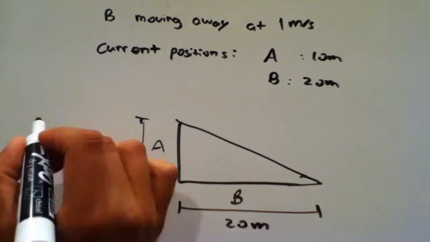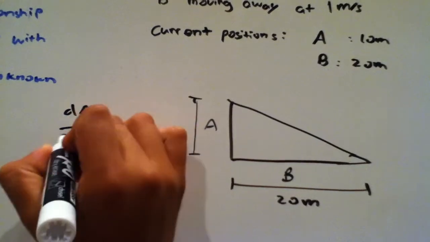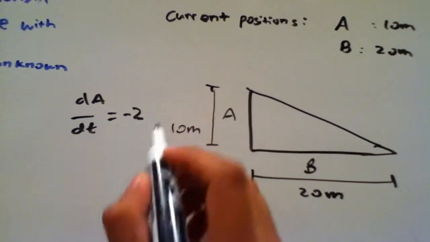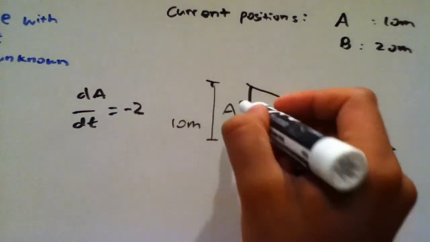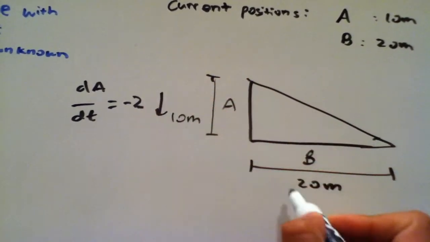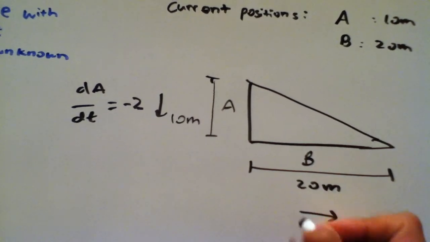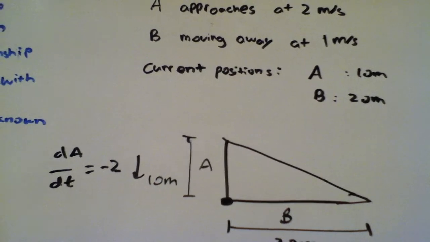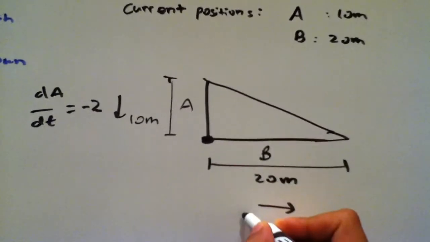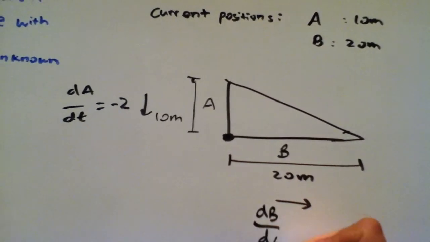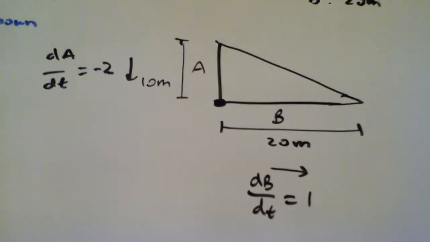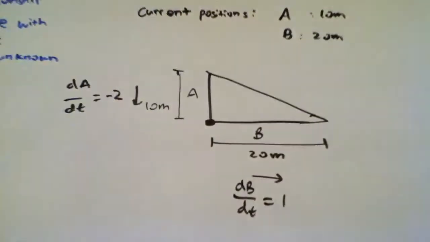And we know that dA over dt, since A is approaching the intersection, is negative 2 meters per second, because when you're going this way it's negative, and when you're moving away it's positive. And this right here is the intersection, as you can see. And this is moving away, so dB over dt is positive 1 meter per second. So that's pretty much the whole sketch.